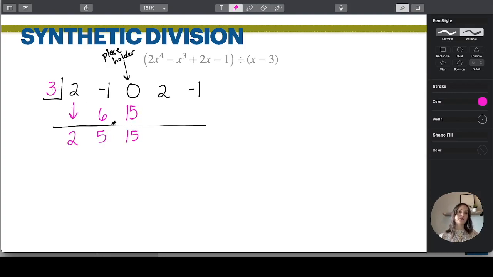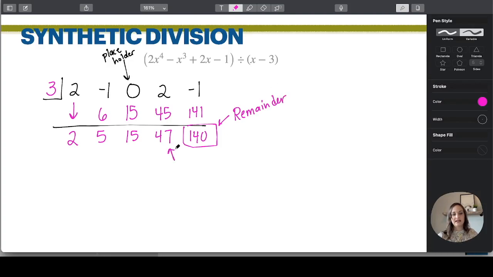Now multiply. 3 times 15 is 45. 45 plus 2 is 47. 3 times 47 is 141. And then add. -1 and 141 give you a positive 140. That last number, again, always put a box around it. That is your remainder.